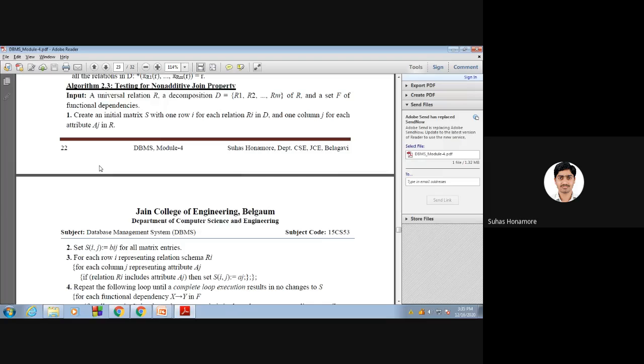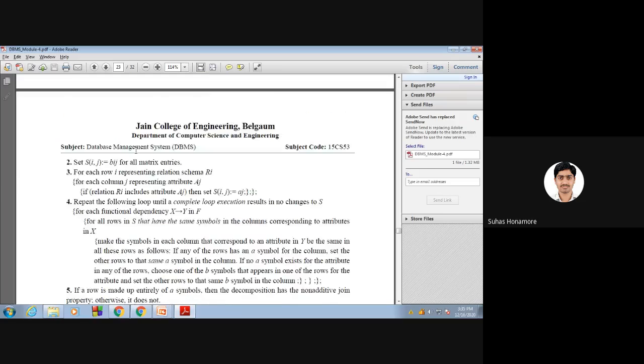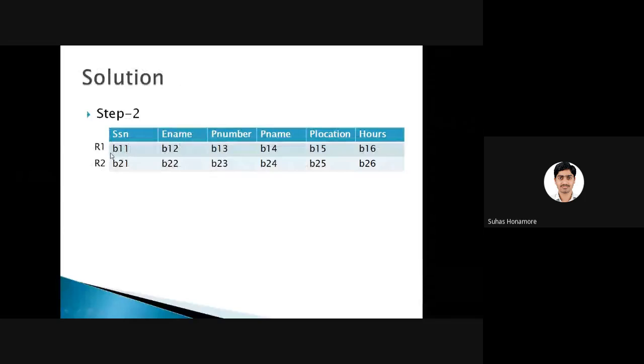The number of columns is the number of attributes, so 6 attributes are there and 6 columns will come. The second step says you have to initialize all the cells as bij, where the corresponding row number and column number are given, that is b11, b21. Like that, we initialize all cells with dummy b values.